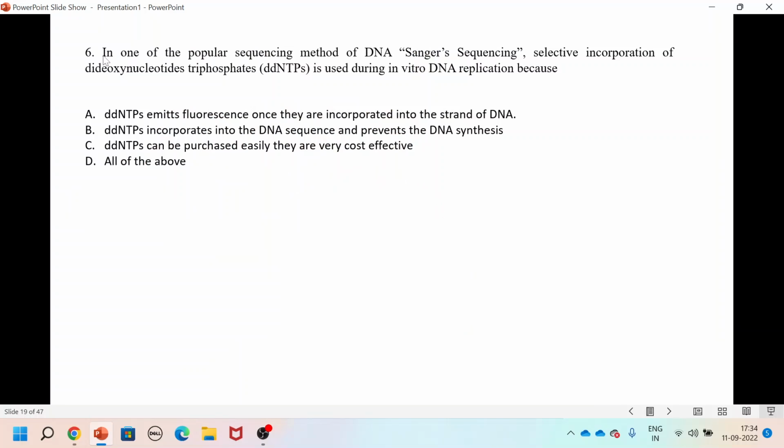So the next question is, in one of the popular sequencing methods of DNA, which is Sanger sequencing, selective incorporation of dideoxynucleotide triphosphates, that is ddNTPs, is used during in vitro DNA replication because, first option, ddNTPs emit fluorescence once they are incorporated into the strand of DNA. Second option, ddNTPs incorporate into the DNA sequence and prevent the DNA synthesis. Third option, ddNTPs can be purchased easily, they are very cost effective. And fourth option is all of these. So anyone who would like to attempt?